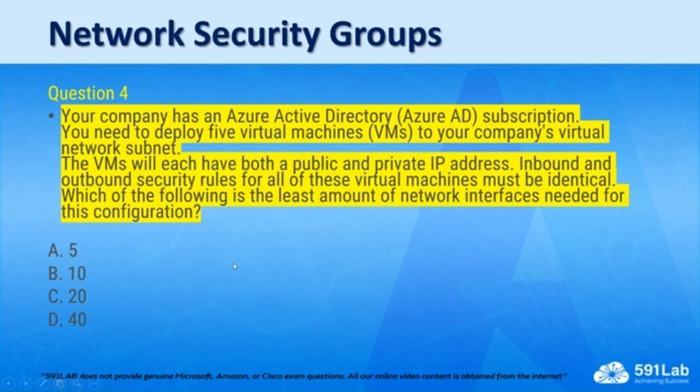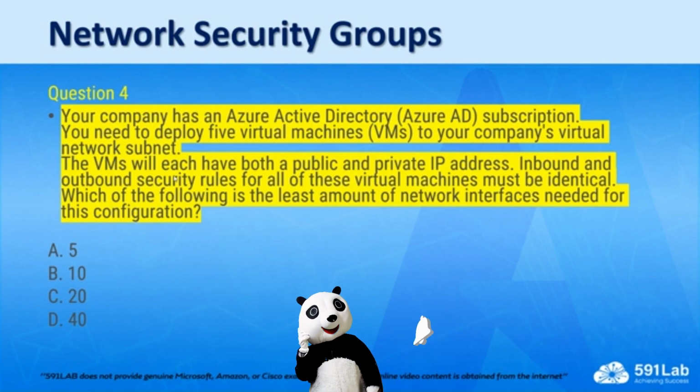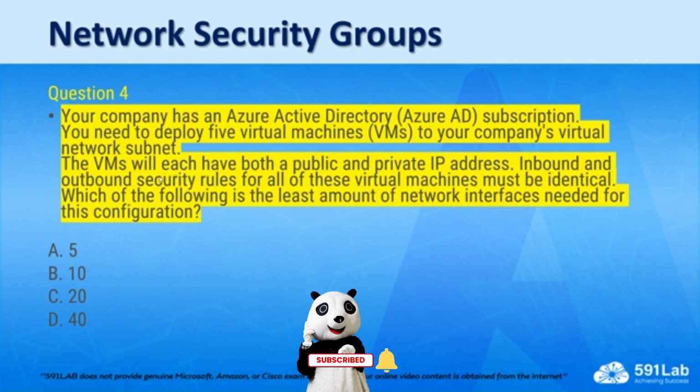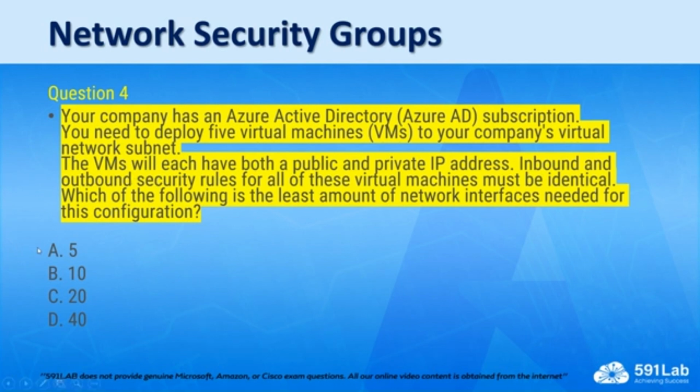As mentioned, the network interfaces for virtual machines, where we attach public and private IP addresses, are separate for each and every VM. So how many VMs do we have here? We have 5 VMs. That means each and every VM will have its own NIC. So we have 5 NICs, 5 network interface cards for all the 5 VMs. So the answer here will be 5.